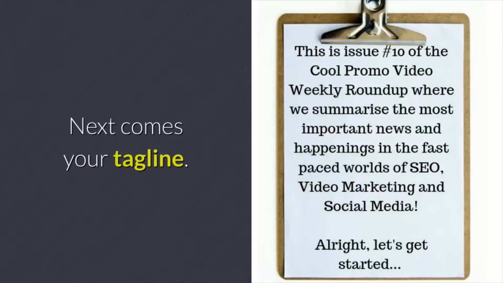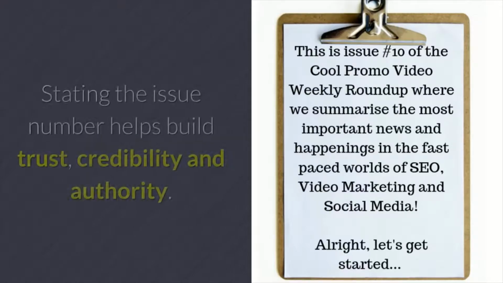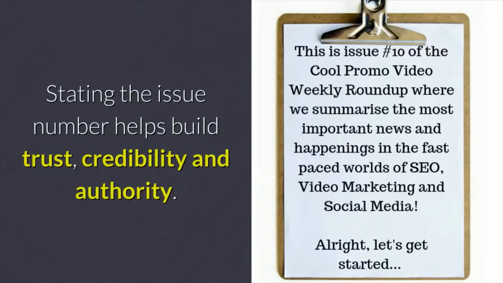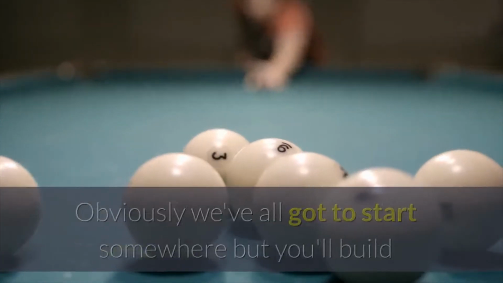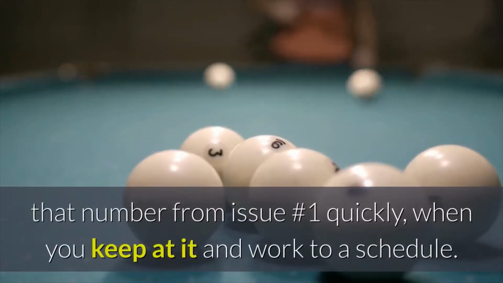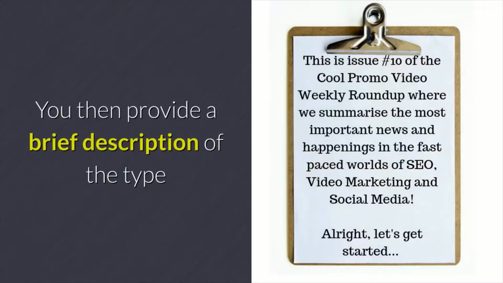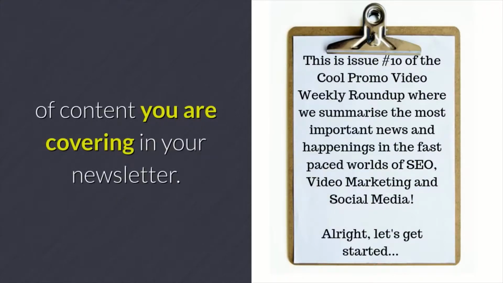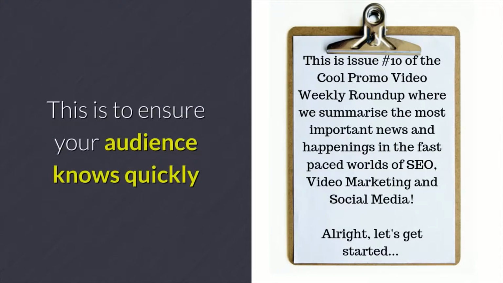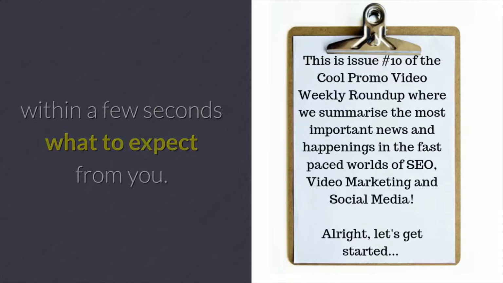Next comes your tagline. Here you state your issue number and tagline. Stating the issue number helps build trust, credibility and authority. Obviously we've all got to start somewhere, but you'll build that number from issue 1 quickly when you keep at it and work to a schedule. You then provide a brief description of the type of content you are covering in your newsletter. This is to ensure your audience knows quickly, within a few seconds, what to expect from you.